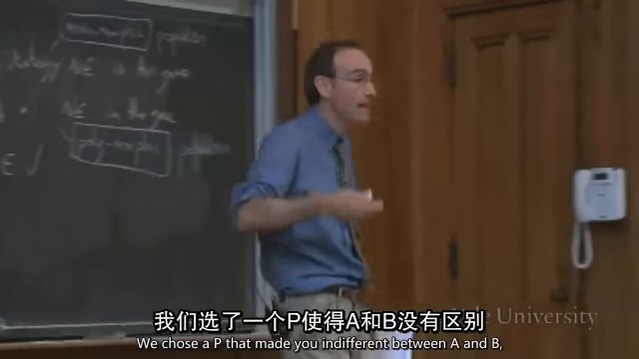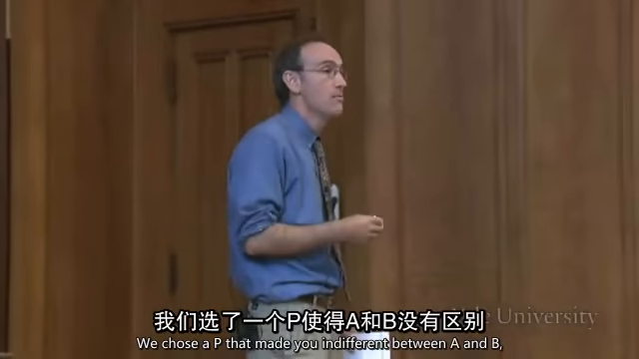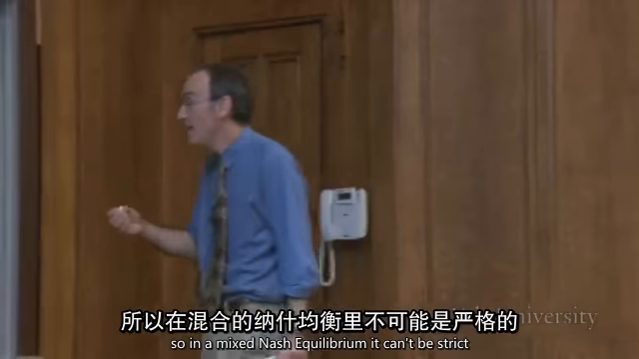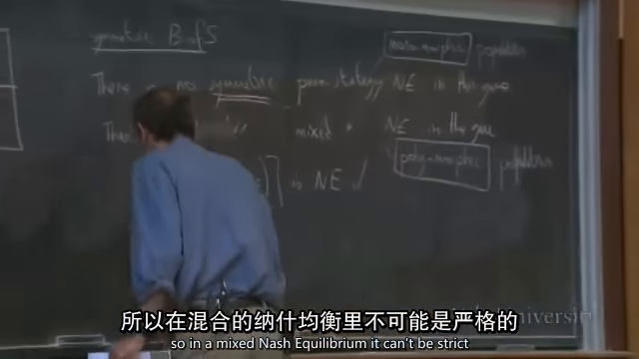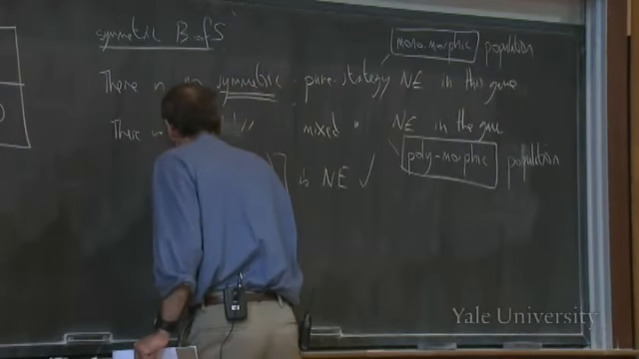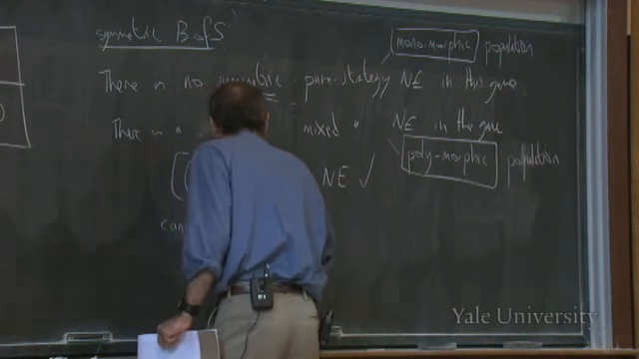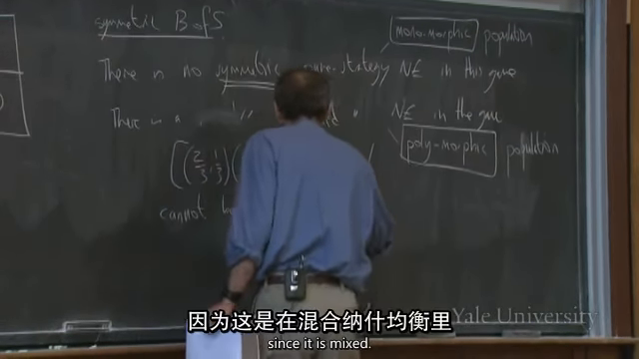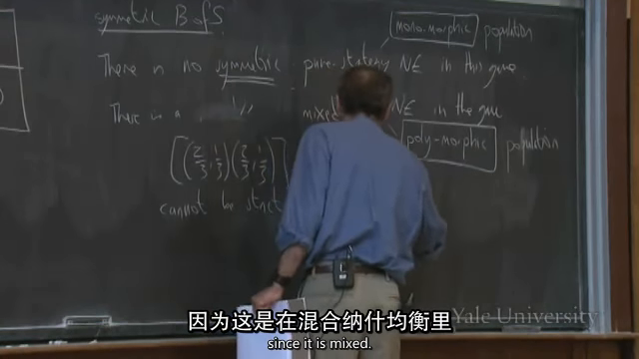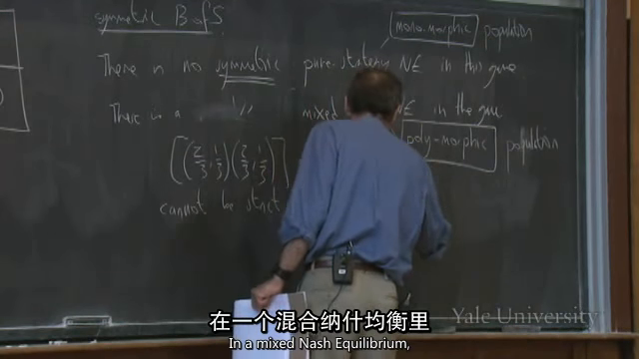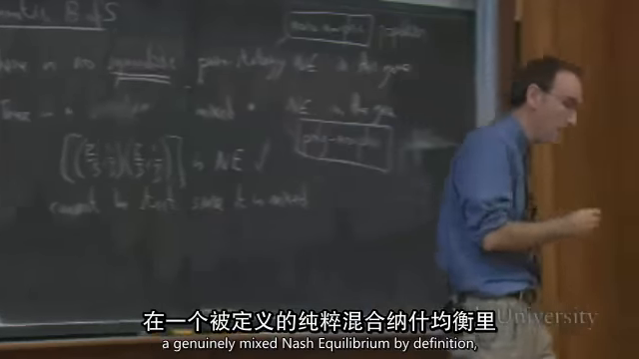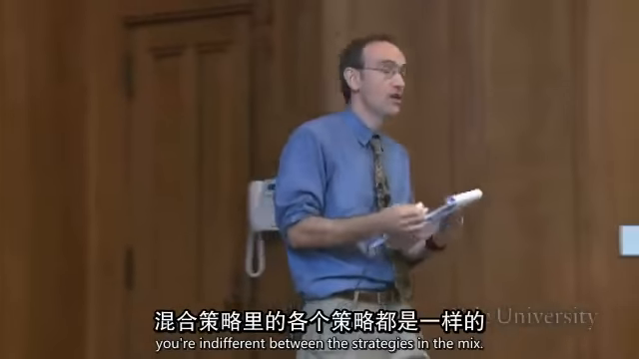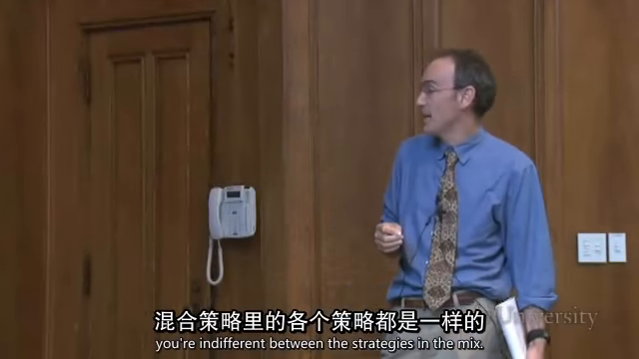We chose a P that made you indifferent between A and B. So a mixed Nash equilibrium cannot be strict since it is mixed. In a genuinely mixed Nash equilibrium, by definition, you're indifferent between the strategies in the mix.